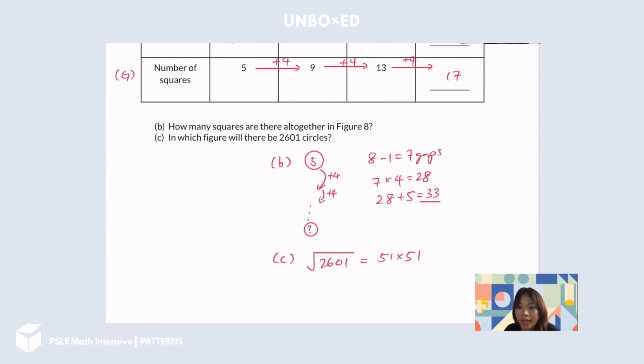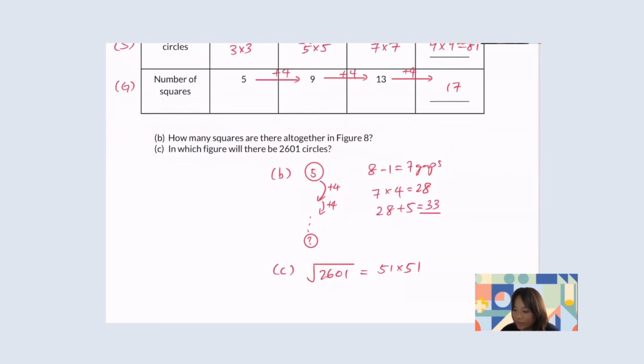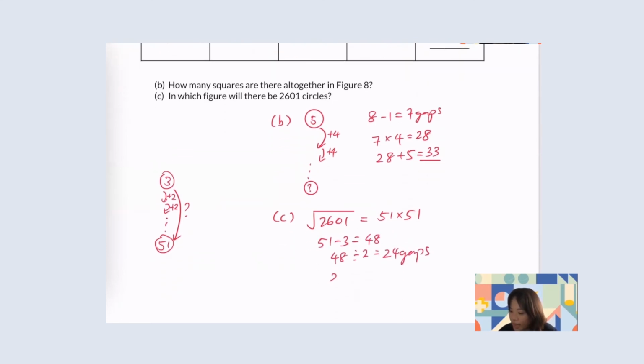So for 51, you need to apply your gap method. What is the first number? 3. Okay, 3, you get to 51. You cannot just jump like that. You will jump every 2, 2, 2, and so on and so forth. So you need to find what this is. 51 minus 3 gives me 48. 48 divided by 2 gives me 24 gaps. So if it's 24 gaps, the answer is 25.